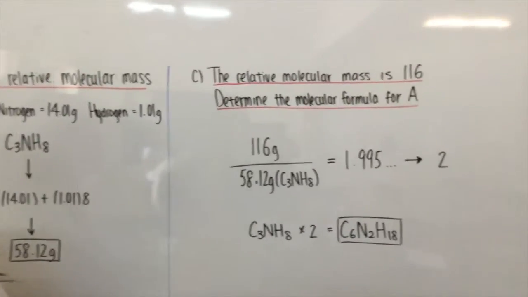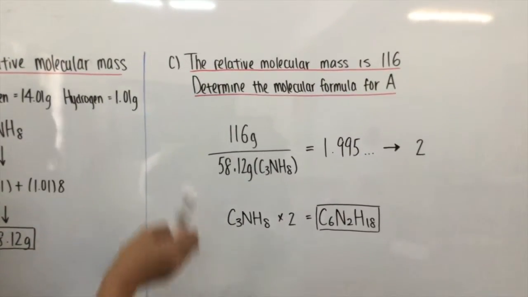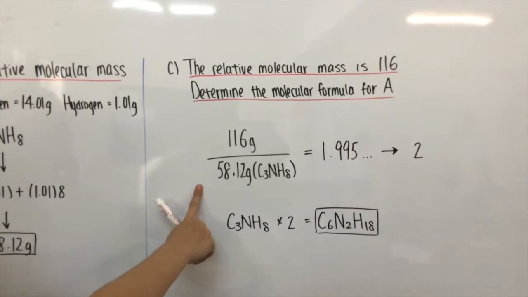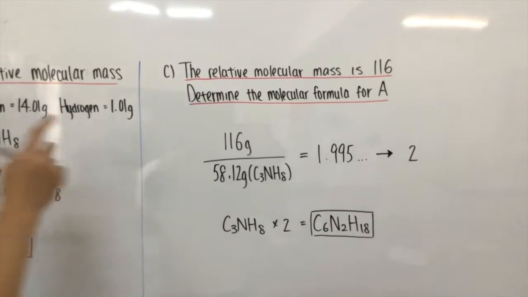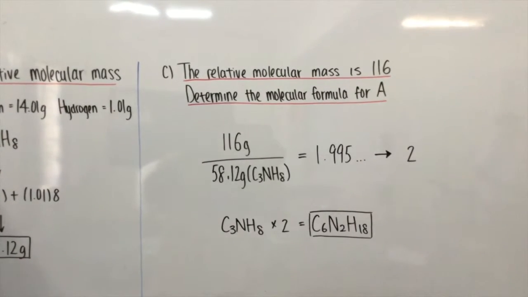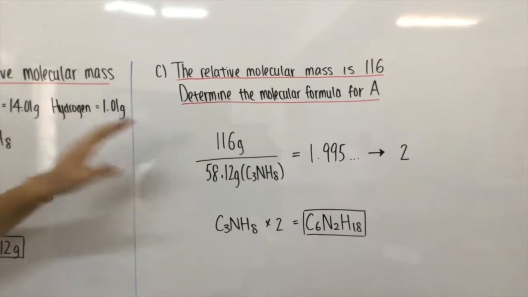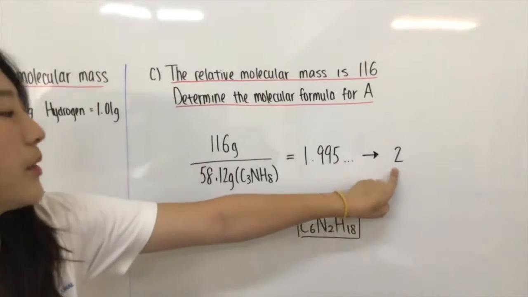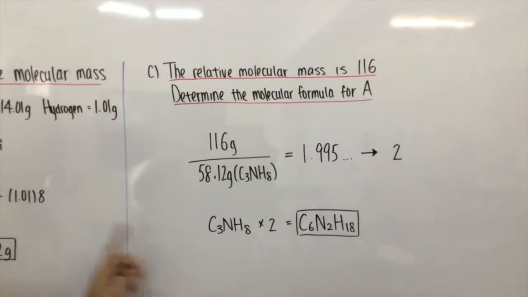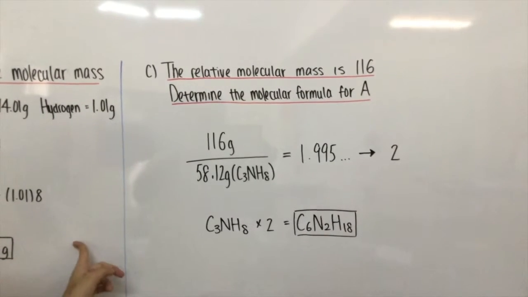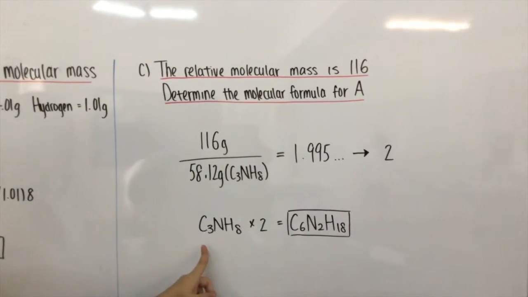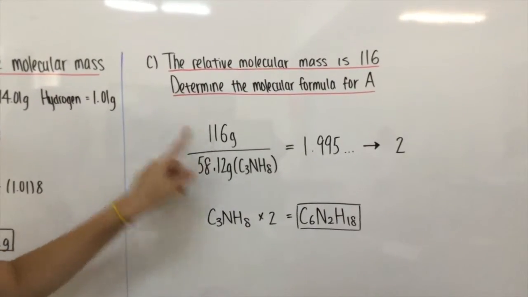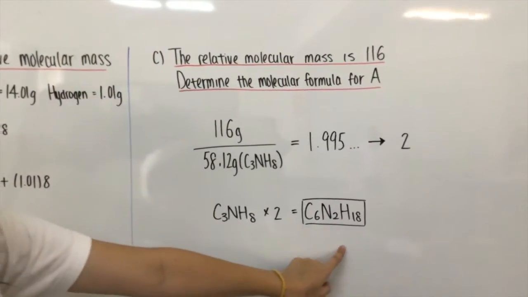Lastly, the question gives you the relative molecular mass, which is 116. Determine the molecular formula for A. So if the molecular mass is 116, if you divide it by the molecular mass of this empirical formula, you get the ratio between the two, which will give you 2. So if you find the ratio of the molecular formula to the empirical formula, you'll be able to multiply it to get the molecular formula for the mass of 116, which is C6N2H18.